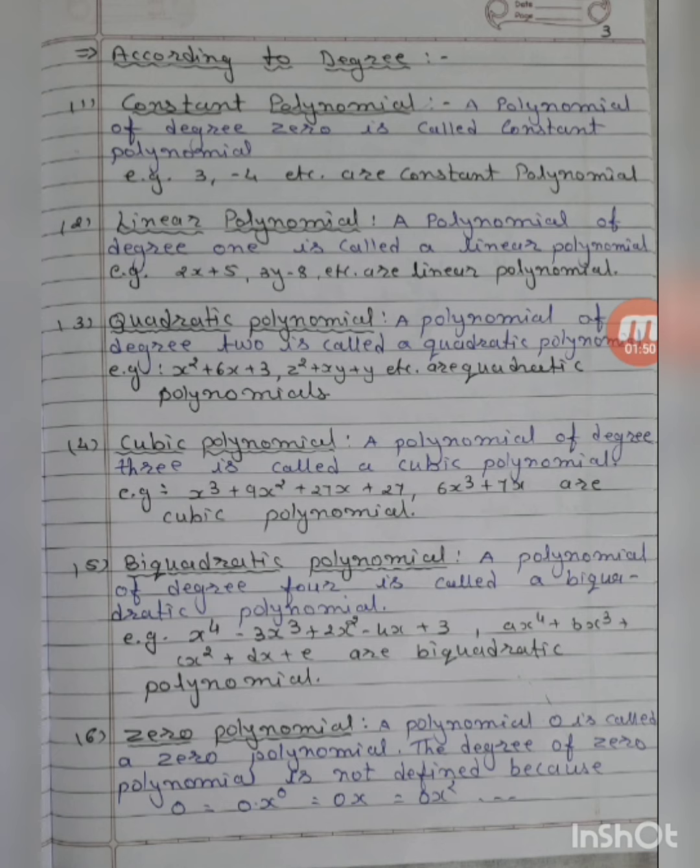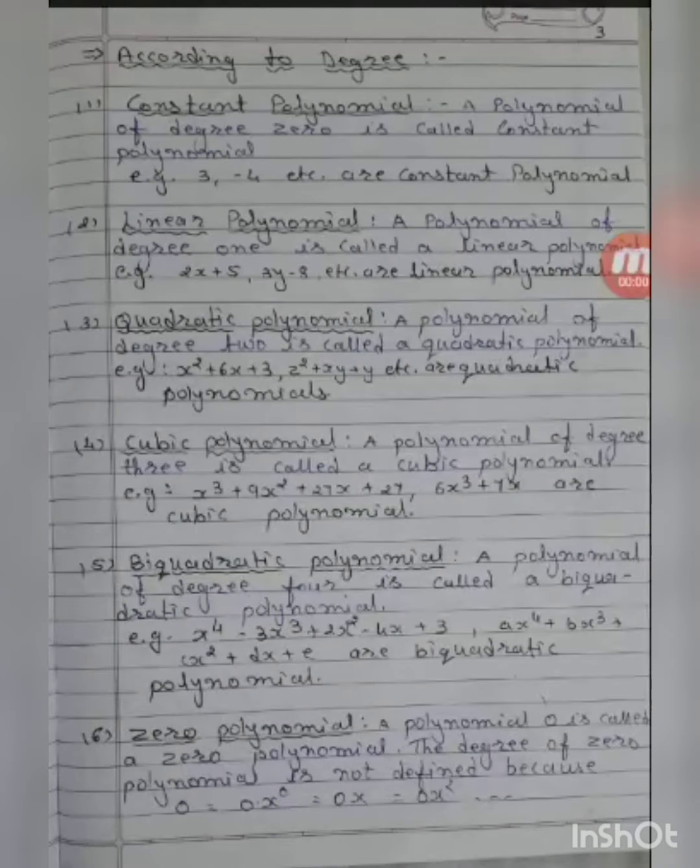Third, quadratic polynomial. A polynomial of degree 2 is called a quadratic polynomial. Example, x square plus 6x plus 3, 2x square plus xy plus y, etc. are the quadratic polynomials. Fourth, cubic polynomial. A polynomial of degree 3 is called a cubic polynomial. Example, x cube plus 9x square plus 27x plus 27. This is a cubic polynomial because your maximum degree is 3.